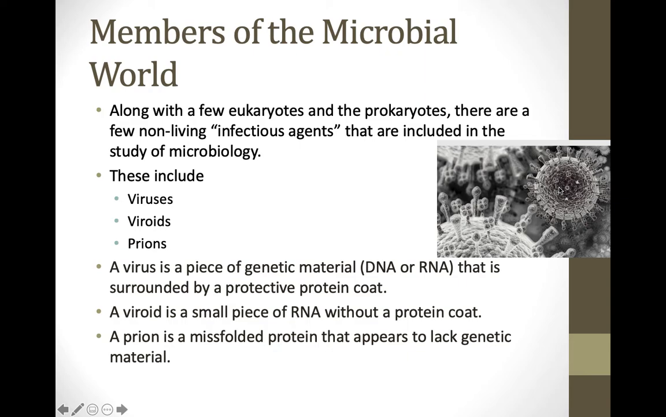A viroid is a piece of RNA, just a little raw piece of RNA floating around in the environment. They're shaped kind of like a bobby pin, a little hairpin. You get the idea. And these things mostly infect plants.